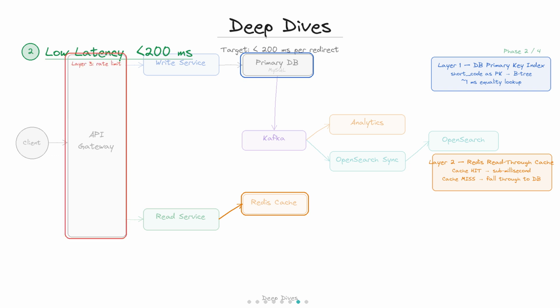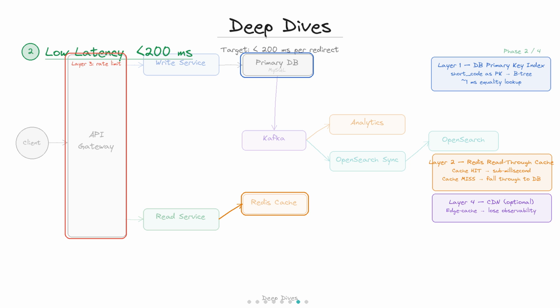Layer 3, API Gateway Rate Limiting. This isn't just a security feature, it's a latency protection mechanism. Without it, a single bad actor hammering the redirect endpoint can monopolize connection pools and degrade latency for every other user. The API gateway enforces per IP and per token rate limits, rejecting abusive traffic before it ever reaches your services. Layer 4, CDN, optional.